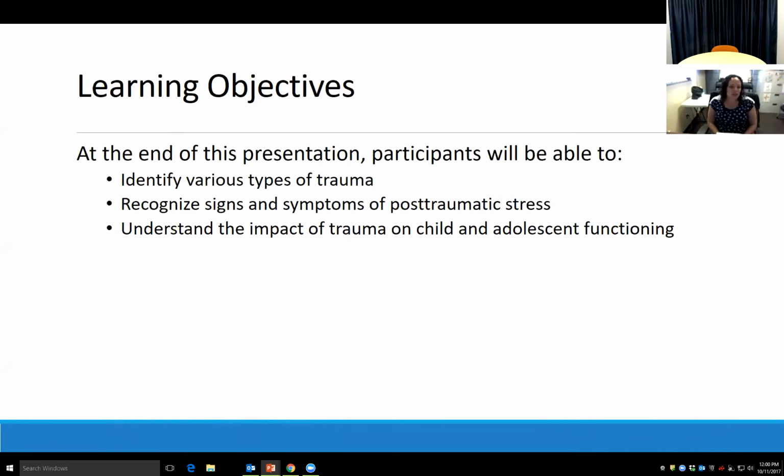So I just first wanted to go over what my goals are for today for all of us. First, we're going to go over generally what is trauma, focusing on different types of trauma, and then moving more into how trauma affects us as individuals. We'll first focus on PTSD and the different signs and symptoms of PTSD. But then we'll take a more global look at how trauma impacts overall a child's functioning or a teenager's functioning, and even looking at families as well.